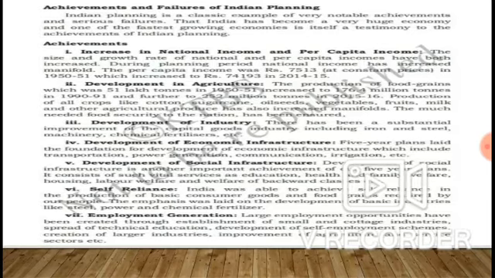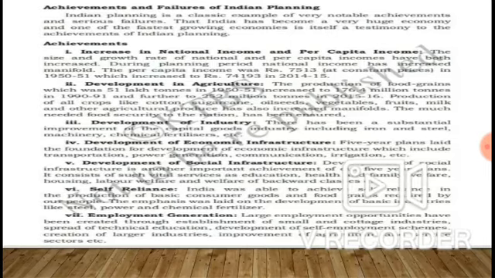The third one is development of industry. There has been a substantial improvement of the capital goods industry, including iron and steel, machinery, chemicals, fertilizers, etc. These industries were all developed. And the fourth one, development of economic infrastructure. Five year plans laid the foundation for development of economic infrastructure, which includes transportation, power generation, communication, irrigation, etc.